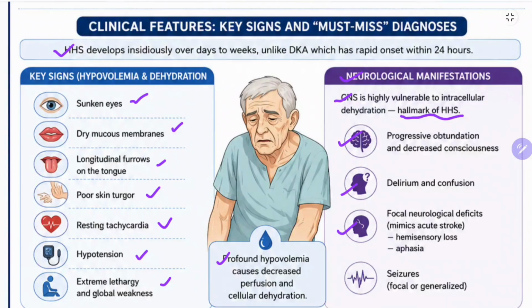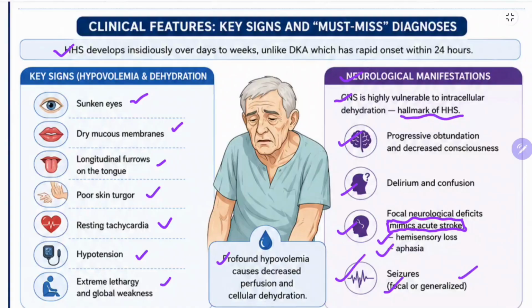The patient can also present with focal neurological deficits which can mimic acute stroke. You need to differentiate from stroke. You need to have a CT scan if the patient has focal neurological deficits. Hemisensory loss or aphasia, not able to talk. And the patient can even have seizures, which can be focal or generalized.